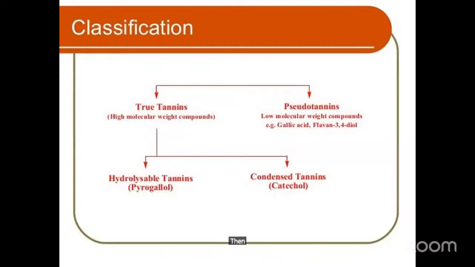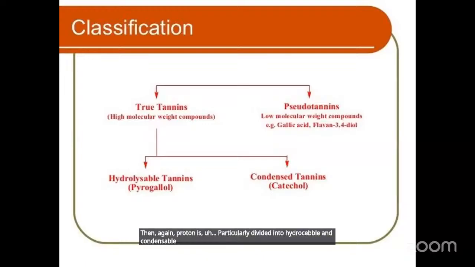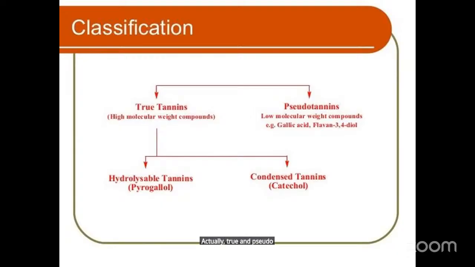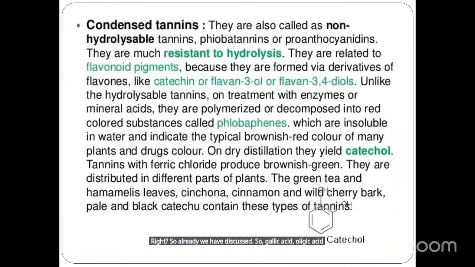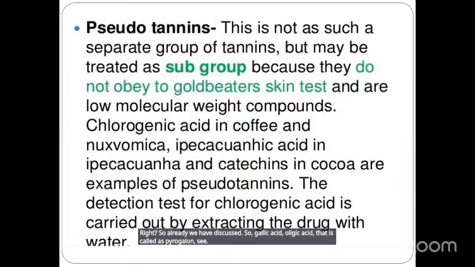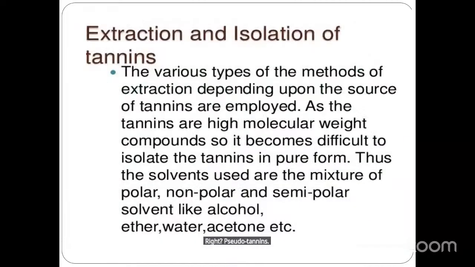Then again, true tannin is particularly divided into hydrosoluble and condensable. Mostly students know only hydrosoluble and condensed. Actually, there are true and pseudo tannins, and then true is divided into hydrosoluble and condensed. In hydrosoluble there is pyrogallol, and catechol in the case of the condensed tannin, right? We have already discussed this. Gallic acid and ellagic acid are called pyrogallol. Pseudotannins extraction and isolation methods we already covered.